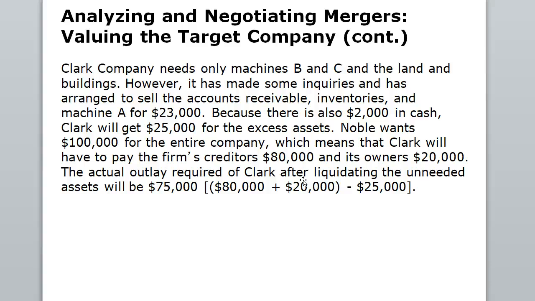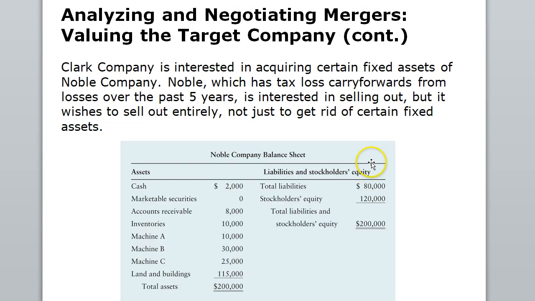Noble wants $100,000 for the entire company, which means that Clark will pay the firm's creditors the $80,000 that they owe. If we look back up here, this is what they're talking about, the liabilities. If they acquire the company, they're going to have to pay those liabilities.